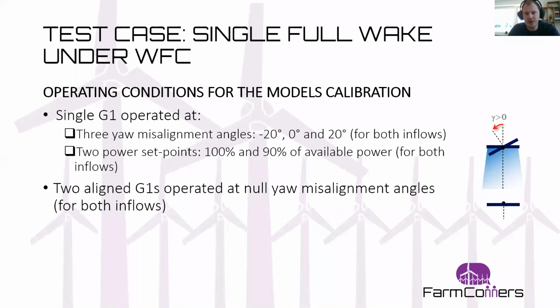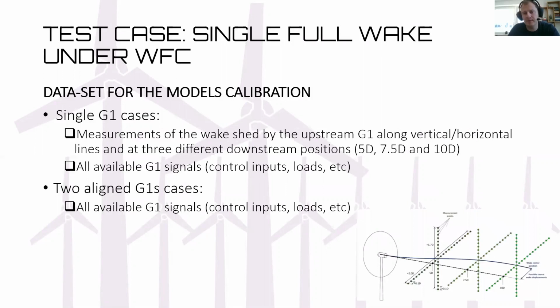Then, which kind of operating conditions are available for the model calibration? In this case, we will provide you data obtained by testing a single G1 operated at 3 yaw misalignments, like -20, 0, and +20, and 2 power set points. We will also provide data obtained by testing 2 aligned G1s operated at null yaw misalignment angles, clearly for both inflows.